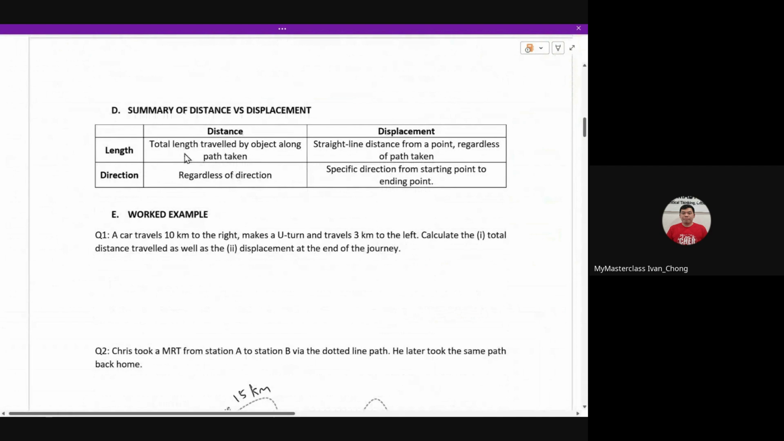So you can see over here, distance versus displacement, you notice that they have different definitions. One is affected by direction, one is not affected. So just take note, both SI unit is meter. Because both of them are lengths, and because they are lengths, they all use meters.